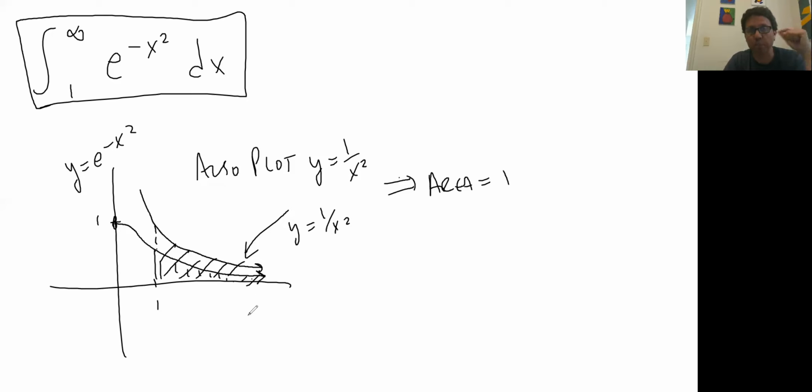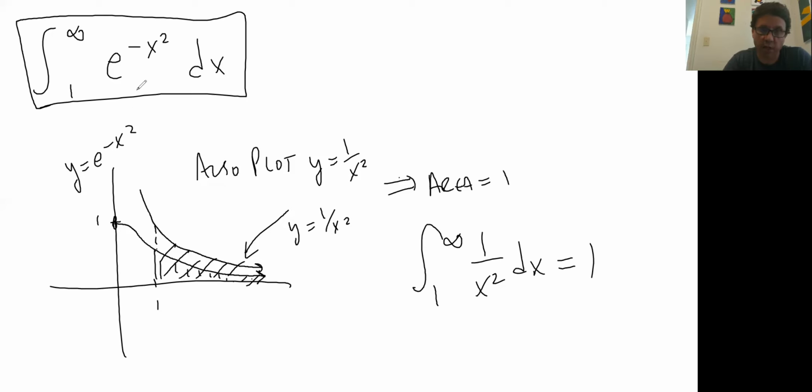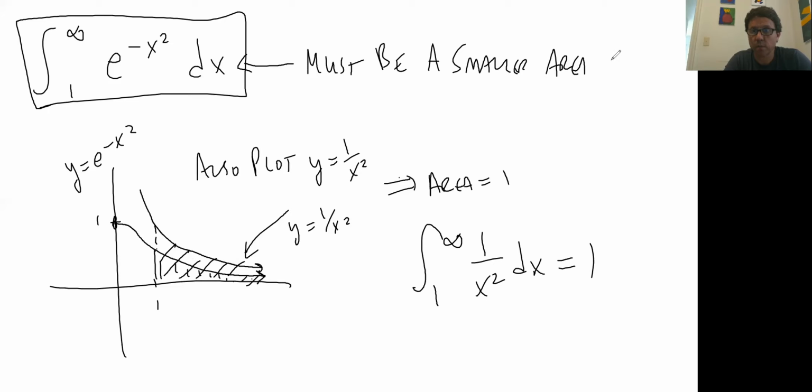So the best I can do in this case is compare it against an area I already know. And I already know the area of 1 over x squared. That area is 1. And so if I can compare my function against another function, and it's not obvious that it's supposed to be 1 over x squared, I just picked that one because it's an easy one to use. If I plot this against it, I would create a curve that would create a larger area than the one that I actually have. And if that larger area is a finite number, what does that say about the smaller area? Then this must be a smaller area than 1. And so you would say that the integral converges to something less than 1.